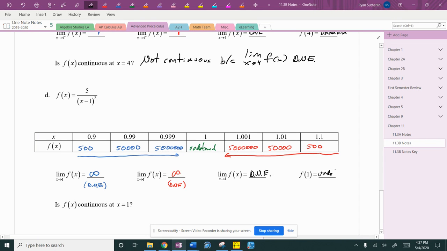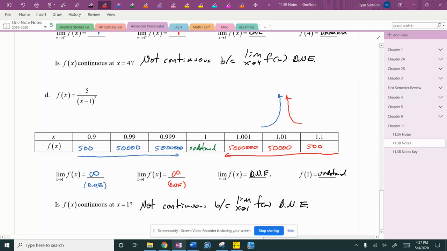f of 1 is undefined, and this is not continuous because the limit as x approaches 1 of f of x does not exist. If you want to write the limit as x approaches 1 of f of x does not equal f of 1, that would also work. So if we think about what's happening here, from the left as we get closer to 1, the values shoot up. From the right as we get closer to 1, the values shoot up. So this is another case where you have that vertical asymptote.